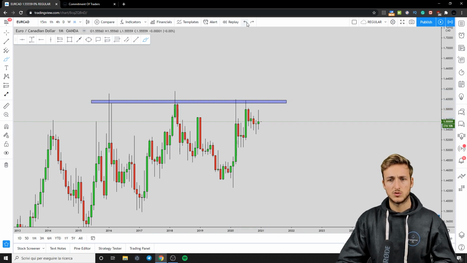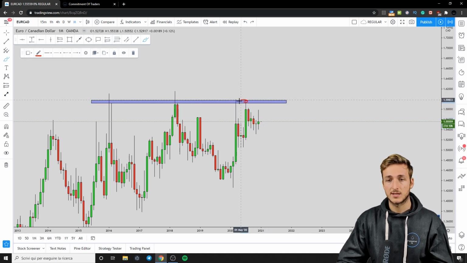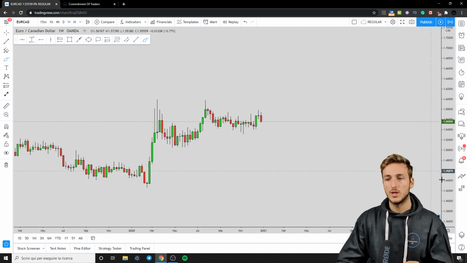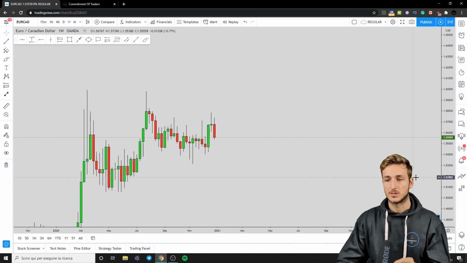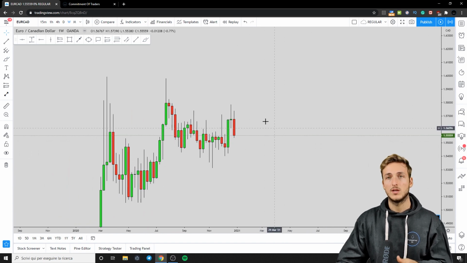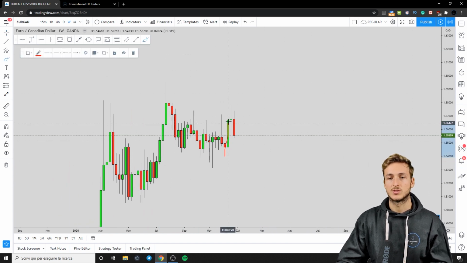So on the monthly, the situation is quite clear. We have just hit and rejected a very strong historical structure resistance area for this market. Going down on the weekly time frame, what do we see? Now on the weekly, we have a quite different situation. In fact, on the weekly, what we actually have is an impulse to the upside followed by a correction. Now this correction is currently testing strong weekly support.